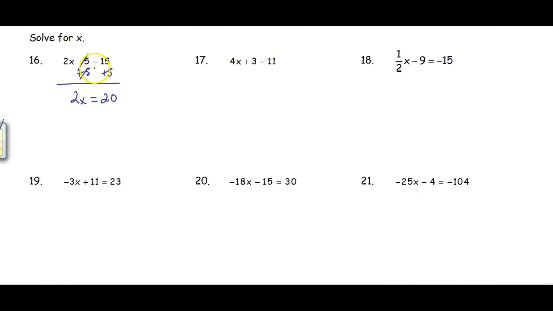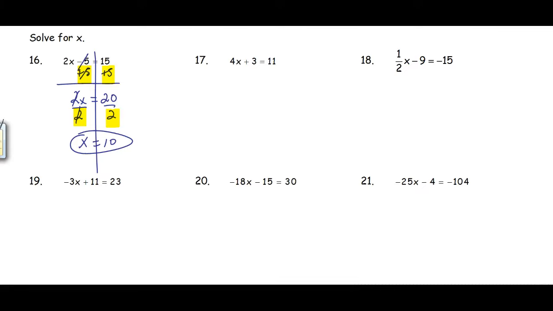Notice I'm just writing my equal signs right underneath every single time. I'm keeping everything lined up on its own separate sides. Okay, so how are we getting x by itself now? You're multiplying, so the opposite would be division. So x equals 10. Notice I did the same thing on both sides. I added 5 on both sides, and I divided by 2 on both sides.